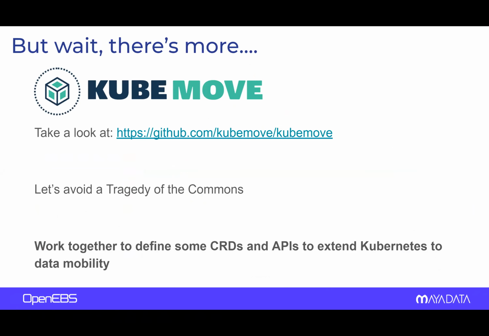And of course, there is more. This is again announced around KubeCon. The MayaData team announced a new open source project. It's called KubeMove. The intention is to create an open source solution and also work together with the community to define custom resources and APIs to extend Kubernetes to data mobility, across all cloud vendors and all platforms.